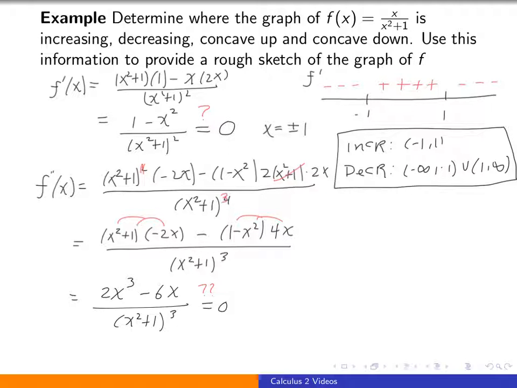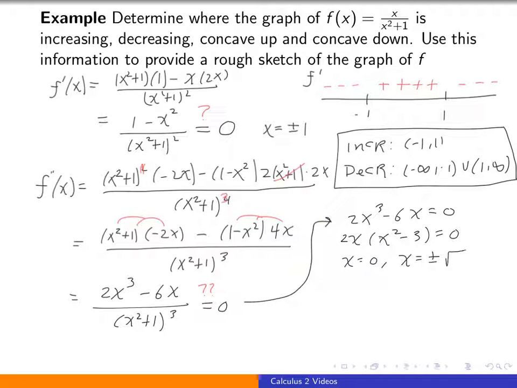And that second derivative is going to be equal to 0 when the numerator is 0. Because remember, the denominator, just like in the first derivative case, is always positive. So 2x cubed minus 6x equals 0. So 2x multiplied by (x squared minus 3). So x equals 0, or x equals plus or minus the square root of 3.